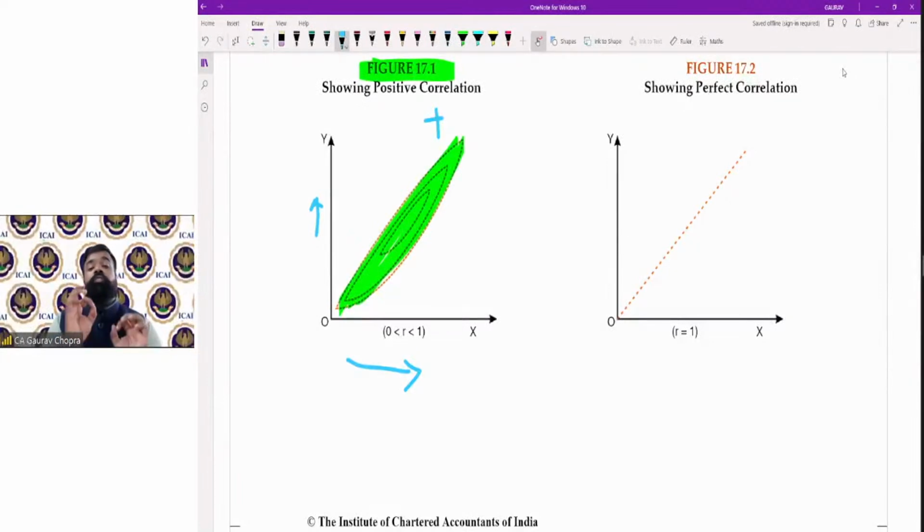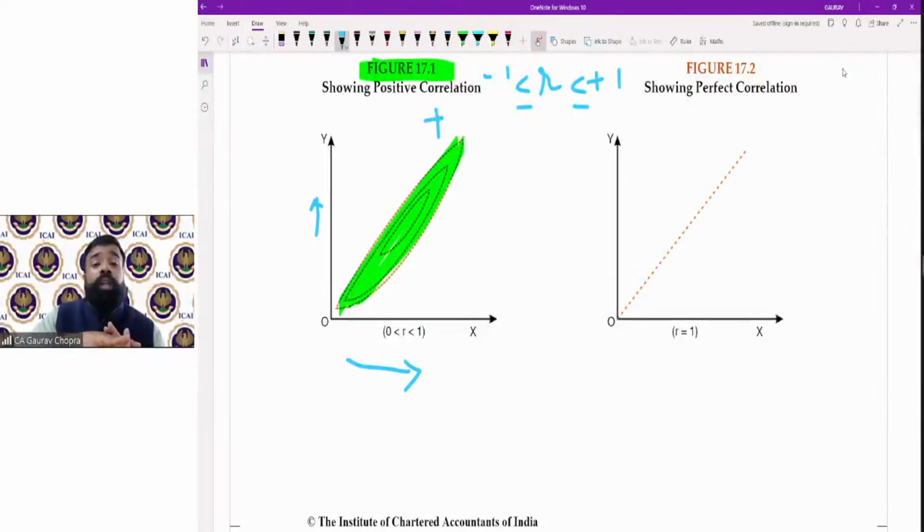Now, one thing which is very much important, which we have to know, is the value of correlation always lies from -1 to +1. Correlation is denoted by small r. So r lies from -1 to +1. So r can be -1, -0.9, -0.85, then positive 0.80, 0.99, maximum it can be 1.